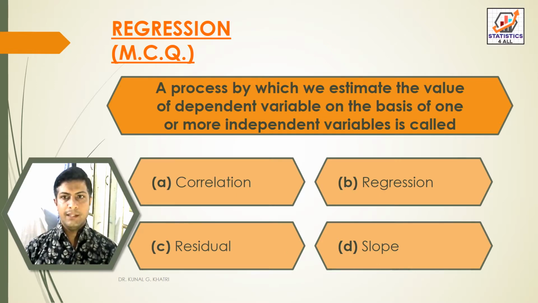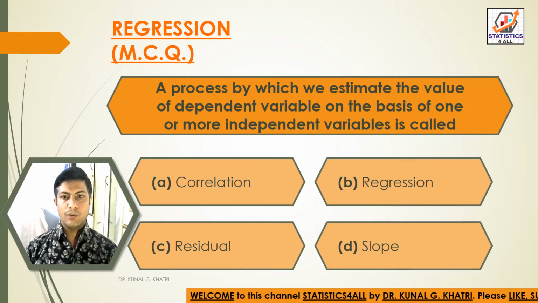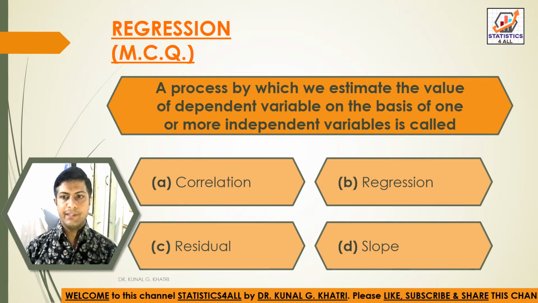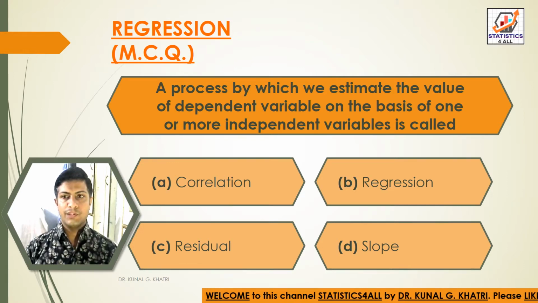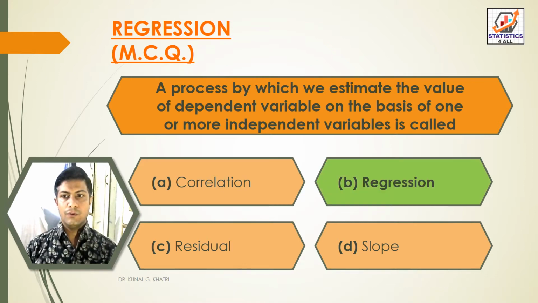Next question. A process by which we estimate the value of dependent variable on the basis of one or more independent variables is called option A correlation, option B regression, option C residual, option D slope. So here we have answer option B, regression. A process by which we estimate the value of dependent variable on the basis of one or more independent variables is called regression.